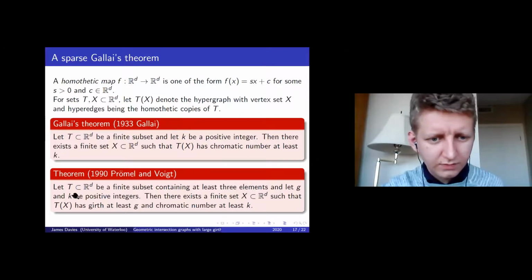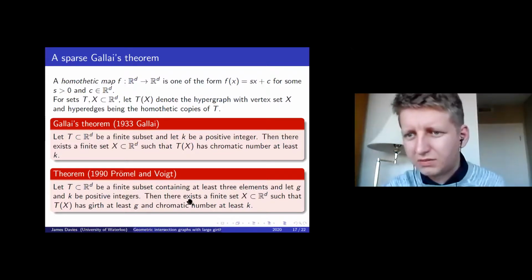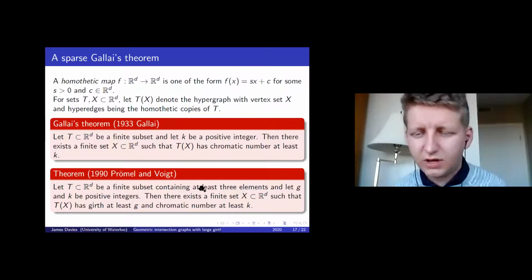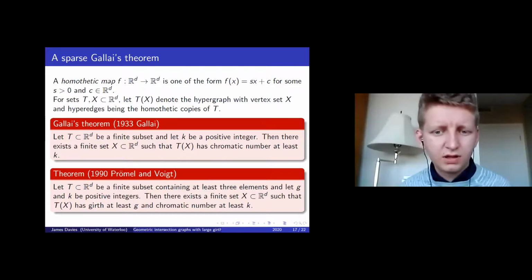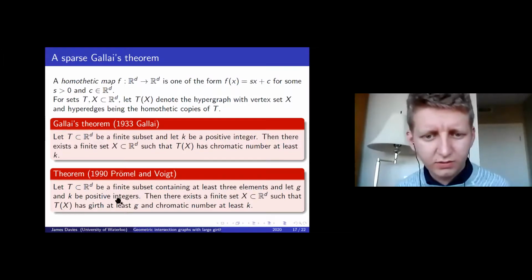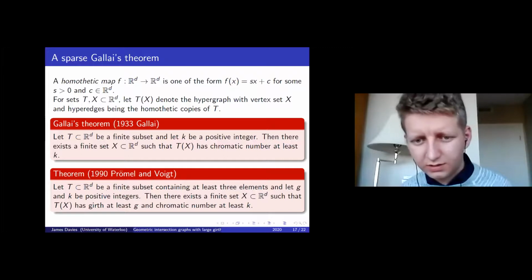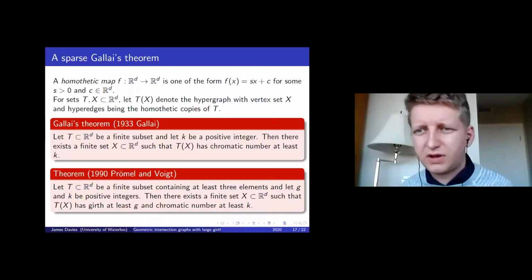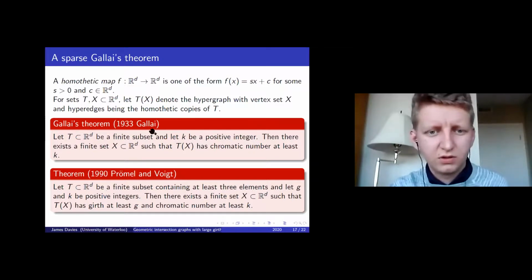So the hypergraphs obtained from this sparse Galois theorem are the hypergraphs we want to use. We actually only need a one-dimensional version in our application. And if we don't care about our graphs having high girth and we're just happy with girth 6 or even just triangle-free, then all we need to do is use Galois theorem.